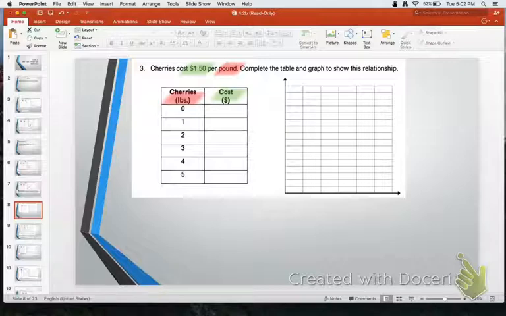So now I have to think to myself and go, okay, well, per pound, that means I've got 1 pound. So that's going to be my unit rate. For 1 pound of cherries, I have to pay $1.50. I do have to write the 0 at the end of this because money always goes to the hundredths decimal place. So that means I do need to always have 2 spaces behind my decimal.